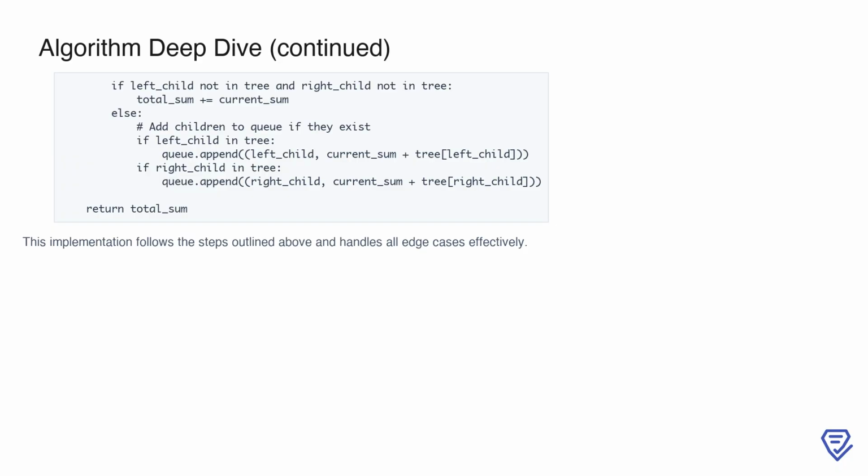Inside the BFS loop, we process each node by checking for its children. If a node has no children, it is a leaf, and its path sum is added to the total. If children exist, they are added to the queue with their respective path sums. This process continues until the queue is empty. Finally, the function returns total_sum, which represents the total of all root-to-leaf path sums. This implementation is both concise and robust, handling edge cases and ensuring efficient computation for any valid input.